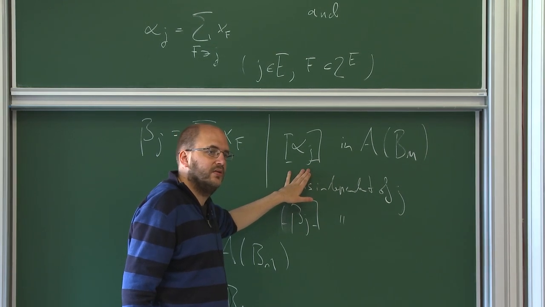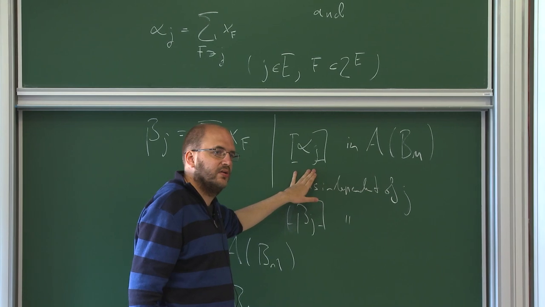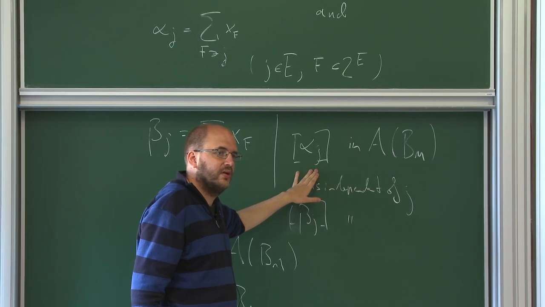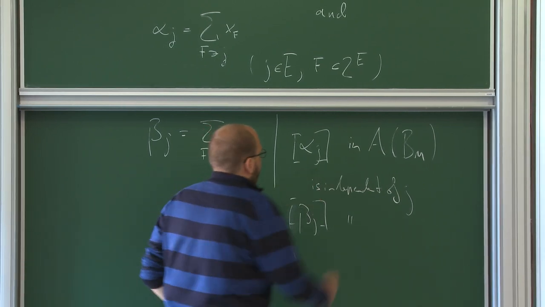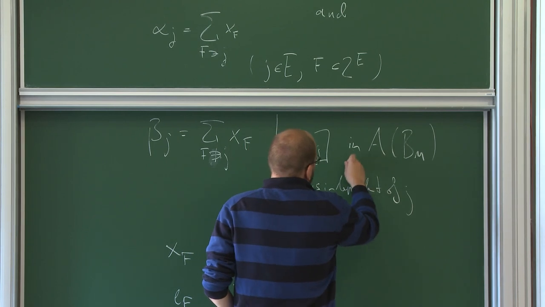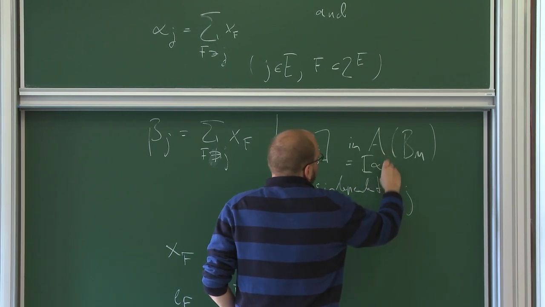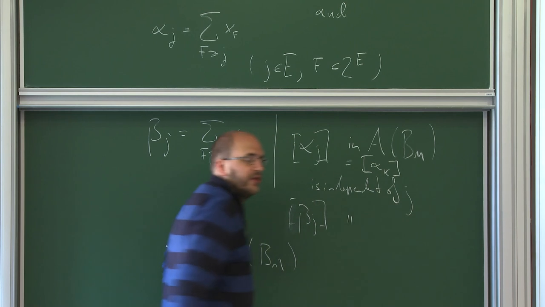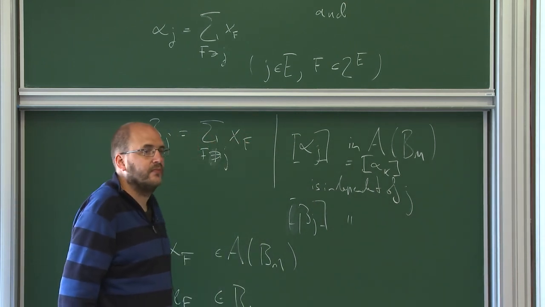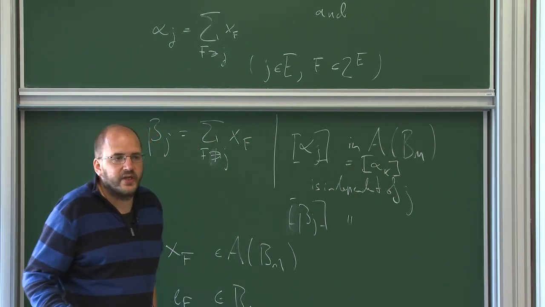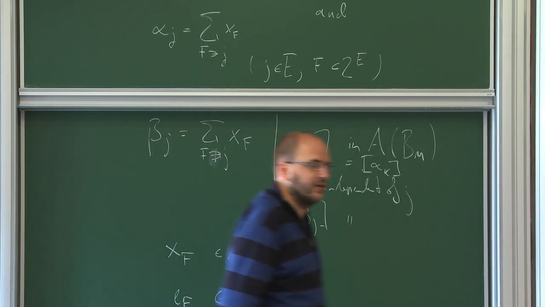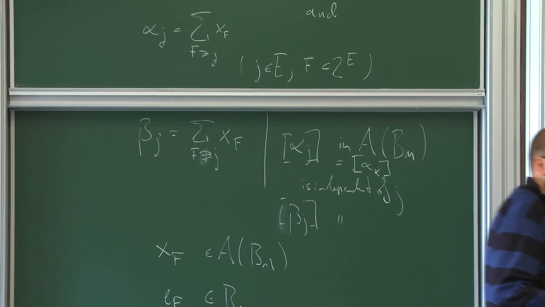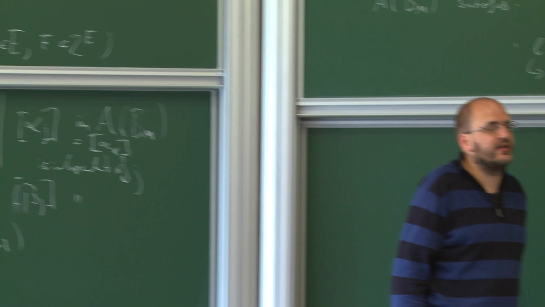So alpha j is equal to alpha k in B of M. That's what I'm saying. If you think about it, this is just because you mod out the global linear functions. The global linear functions make all of the basis vectors the same.